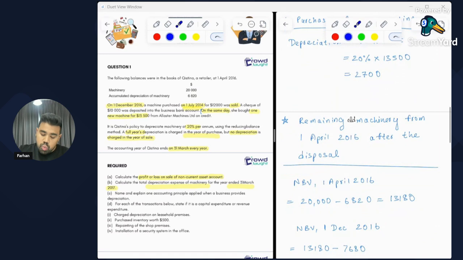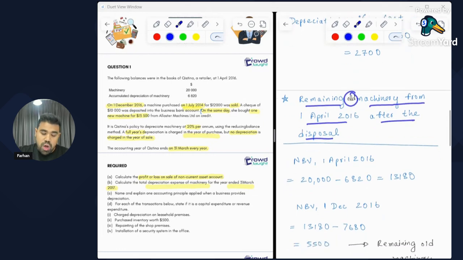Now, we want to know the remaining old machinery from the batch that we had at 1 April 2016 after we got rid of the asset, or after the disposal of the machine. We want to do this by first finding the net book value at the beginning of the year on 1 April 2016. So how do we find the net book value at any given point in time? We take the original cost and subtract the accumulated depreciation.